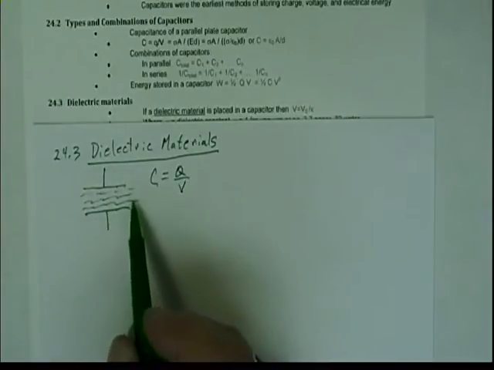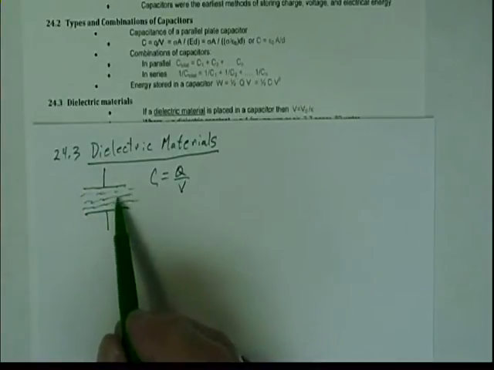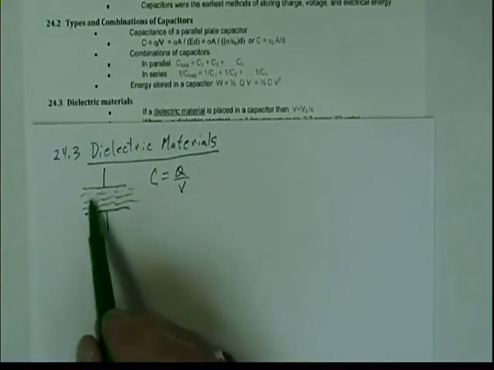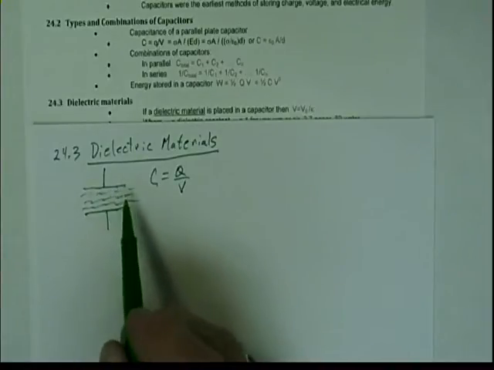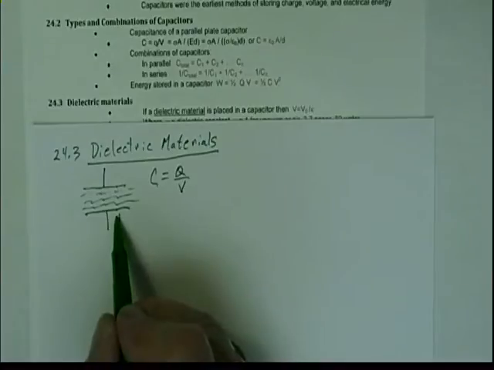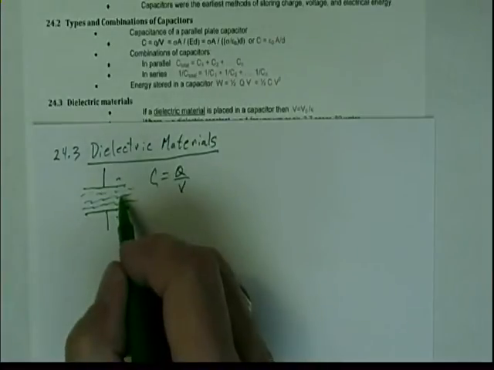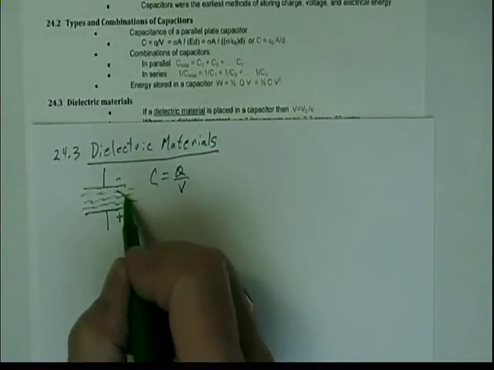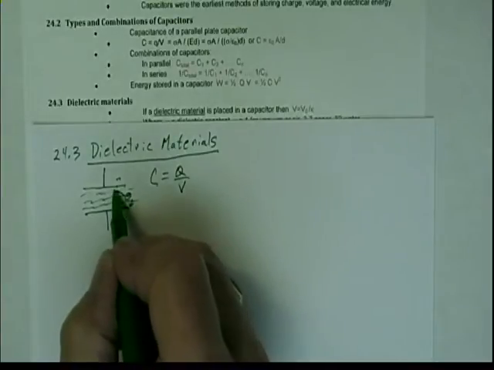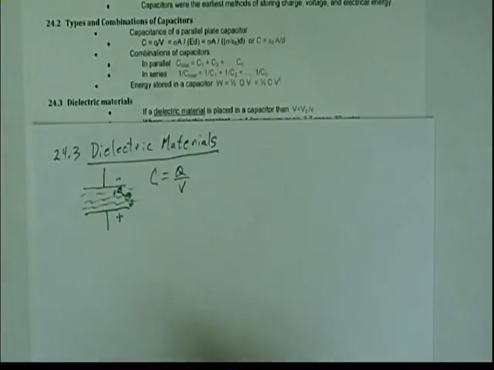Just for an example, let's imagine we put water here. If we put water between these two plates, remember one of these plates is going to be positive and the other plate is going to be negative. But water has polar molecules, and those molecules are going to turn around so that the negative end aims downward, the positive end aims upward.